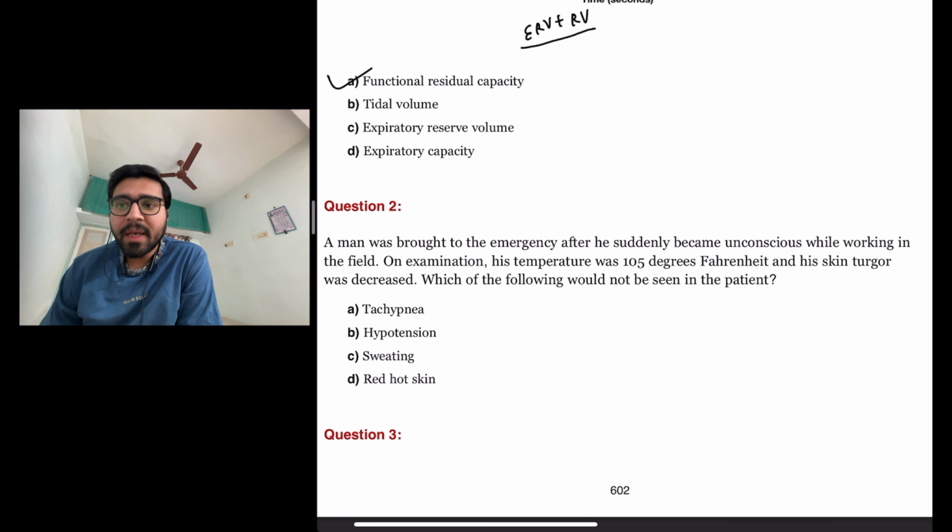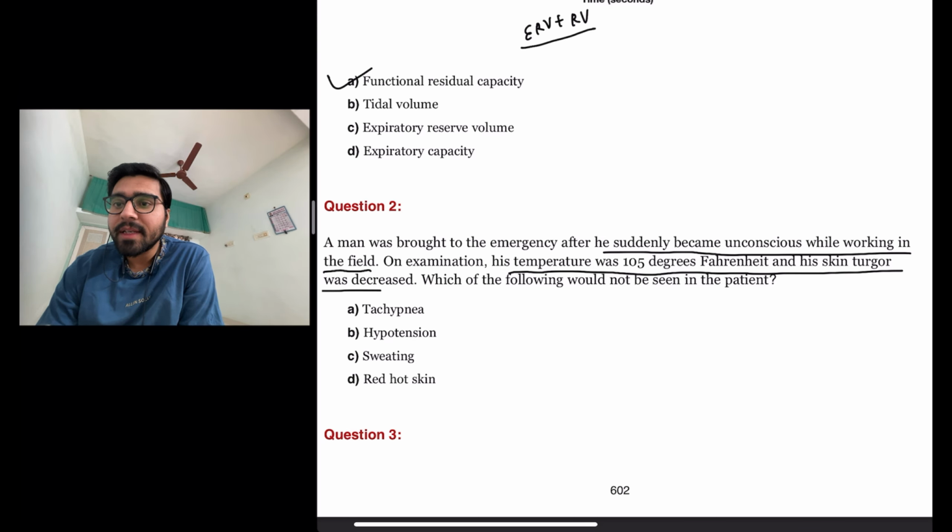The next question is a man was brought to the emergency after he suddenly became unconscious while working in the field. On examination, his temperature was 105 degree Fahrenheit and his skin turgor was decreased. Which of the following would not be seen in the patient? So this scenario is telling that a man suddenly became unconscious while working in the field and temperature was 105 degree Fahrenheit and his skin turgor was decreased. So that clinical scenario is suggestive of heat stroke.